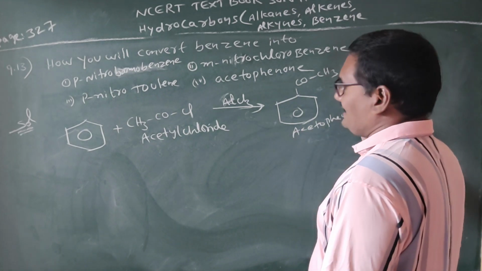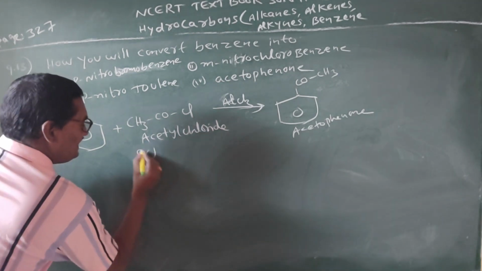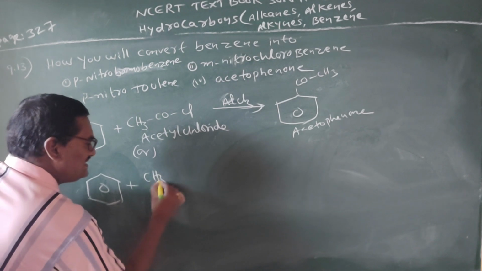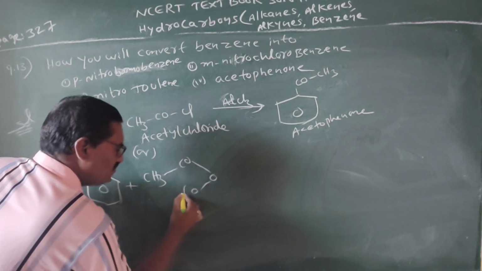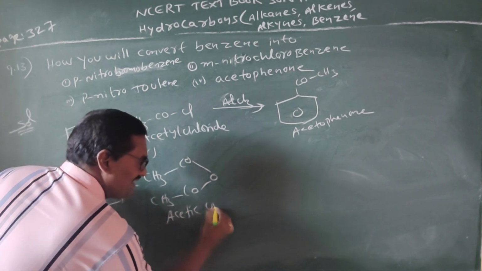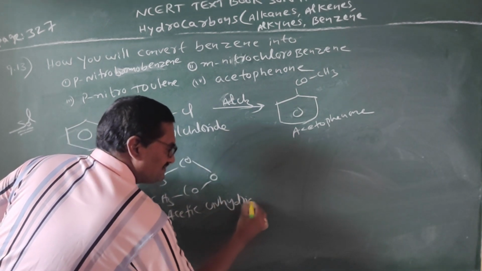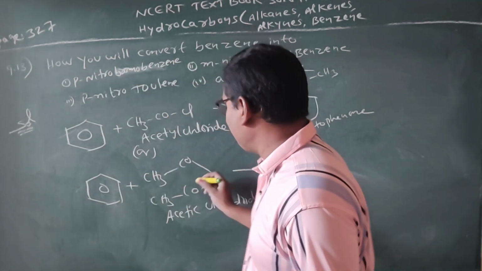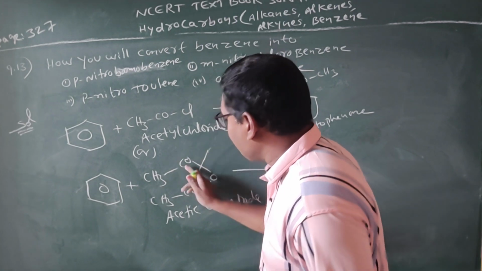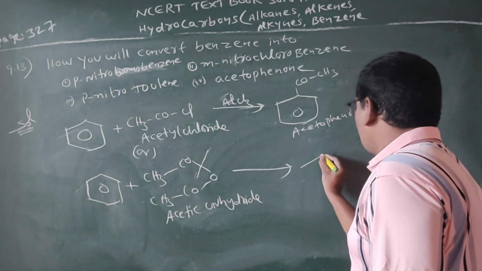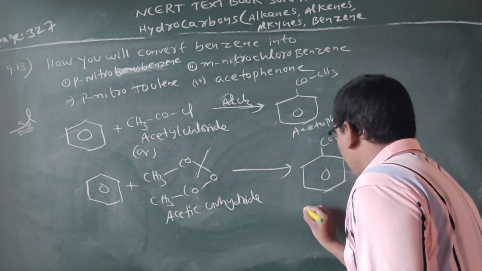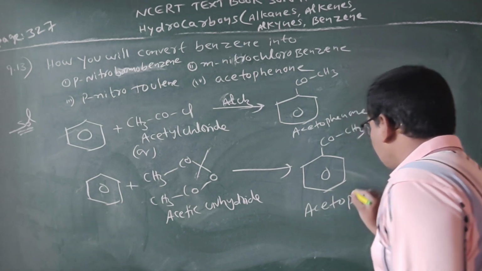Another reaction is benzene plus CH3COOCOCH3, which is called acetic anhydride. With acetic anhydride, the bond is broken in this place and it is added in this place. Then acetophenone is formed, COCH3, which is called acetophenone.